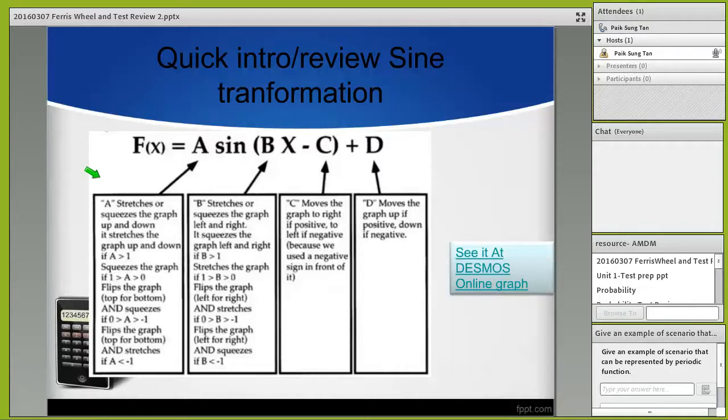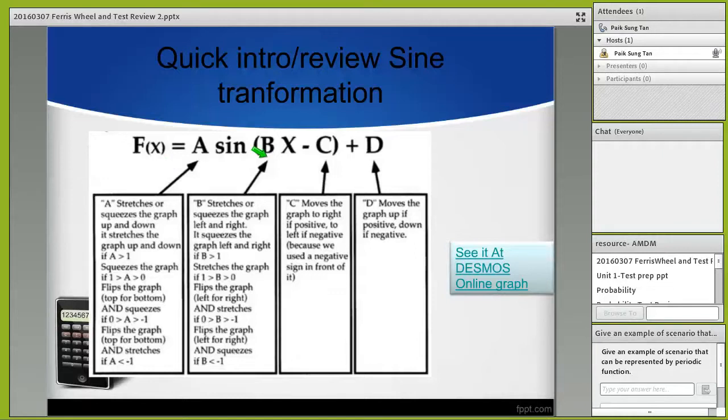It flipped the graph top for bottom and stretched it, okay, if a is less than -1. So it's pretty easy to remember. If the number is larger than 1, it stretches it. If it's a negative number, it flips it.